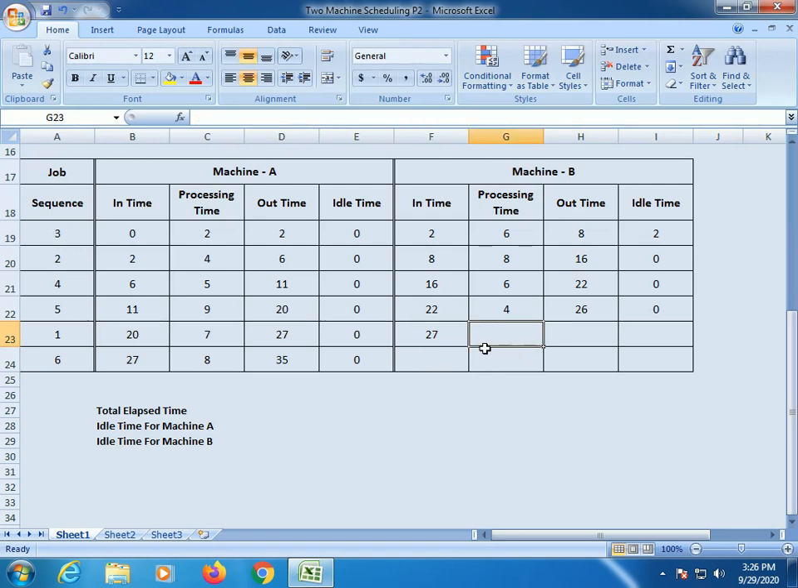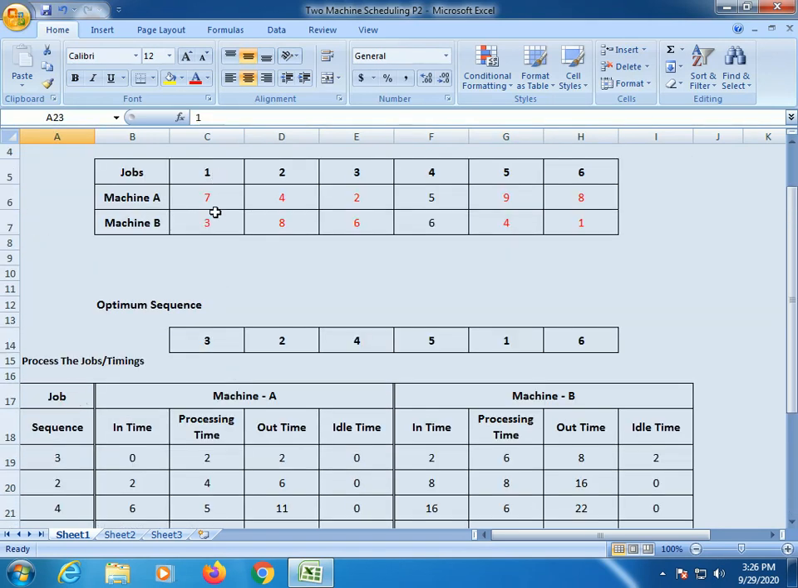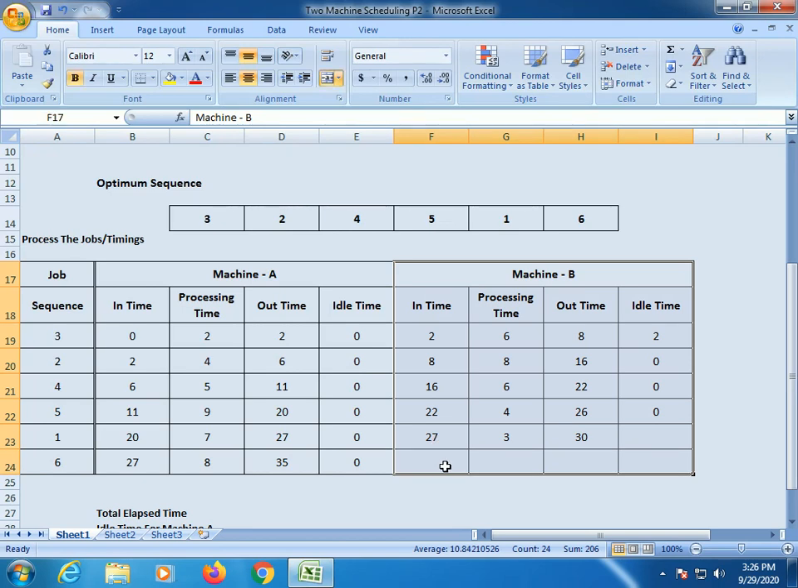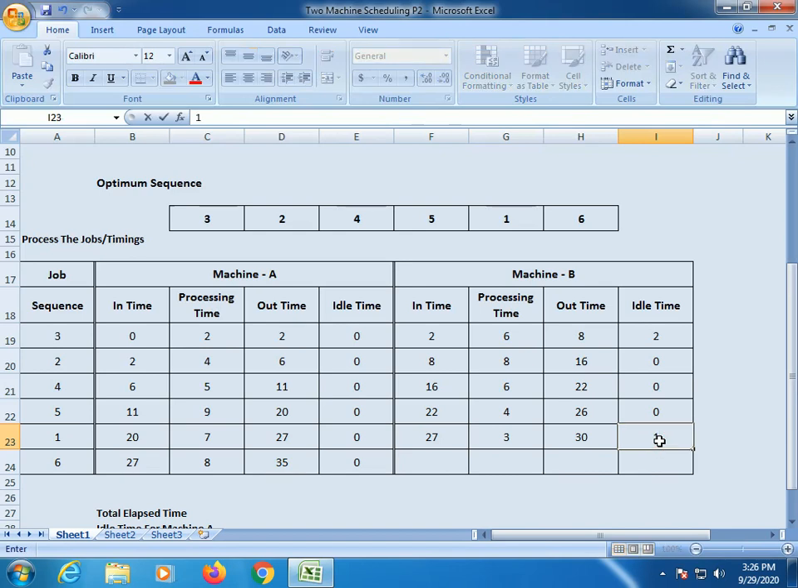Next, what is the processing time of job 1? Job 1 processing time is 3 hours. So I am taking 3 hours, and we will get 30 hours out time. And what is the idle time? For calculating the machine B idle time, we have to take only machine B values. The previous job out time is 26 hours, the present job in time is 27 hours, so 1 hour is the gap. So the idle time is 1; the machine waited for 1 hour for the job.